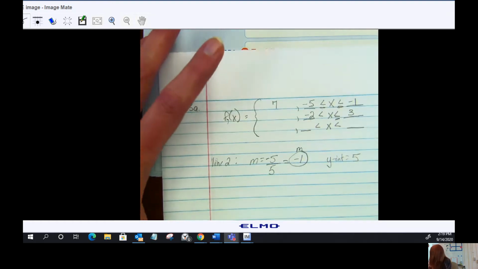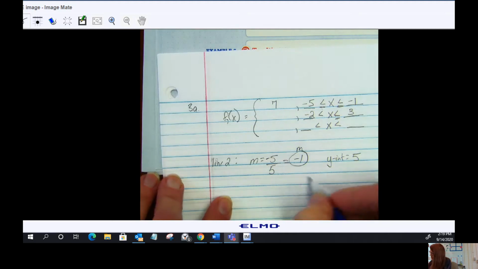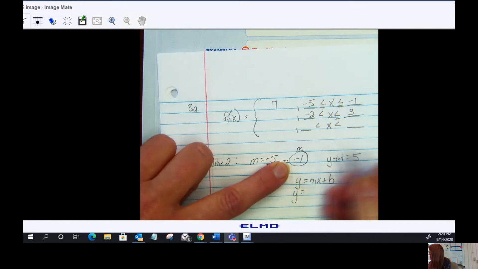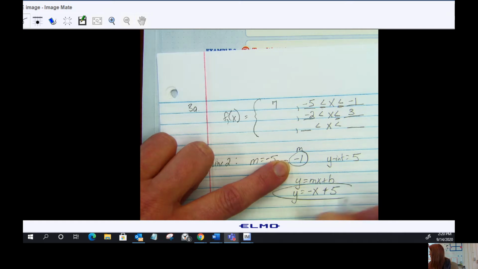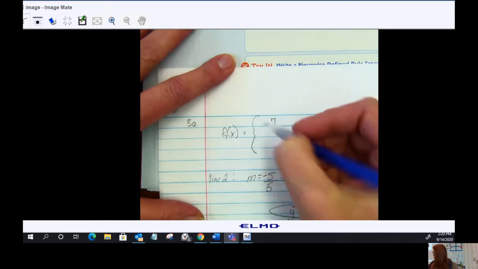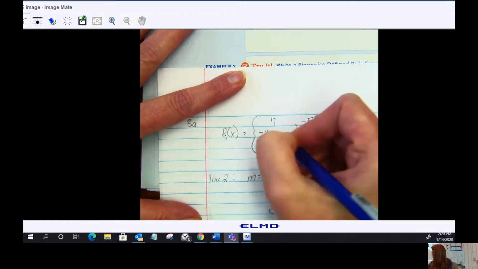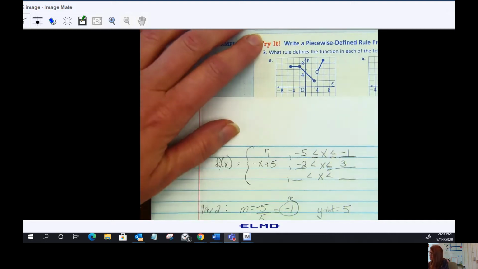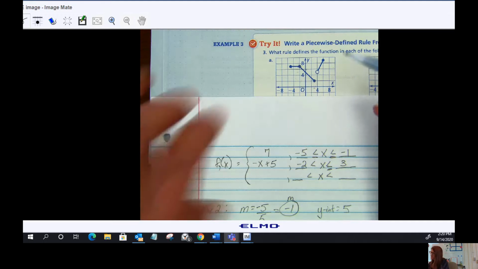So that means writing this, y equals mx plus b. Well, y equals, my m value is negative 1. I don't need the 1 there. Negative is very important though. And my y-intercept, my b value is 5. So that is the equation of the second line. And now let's just drop it in. Negative x plus 5.